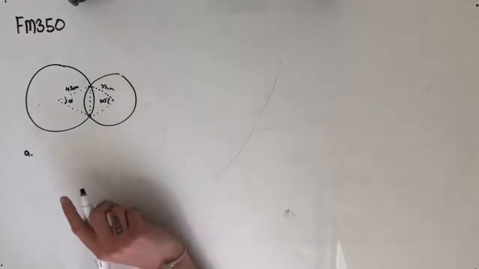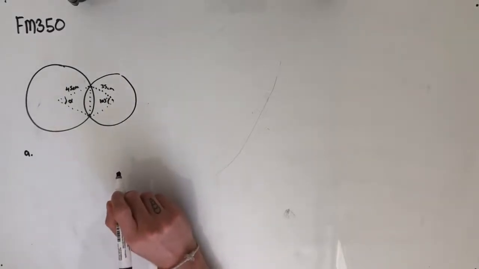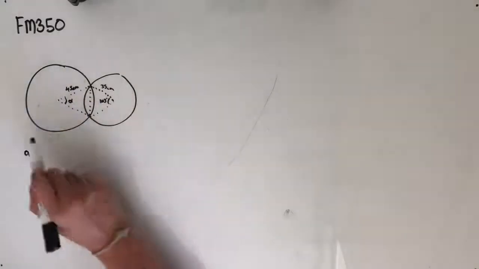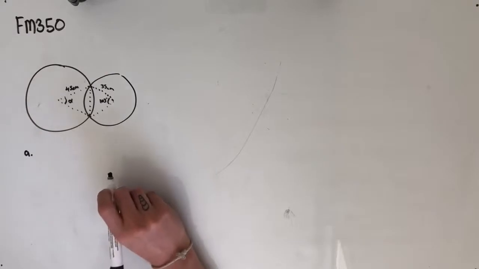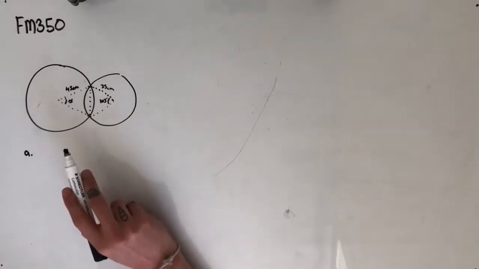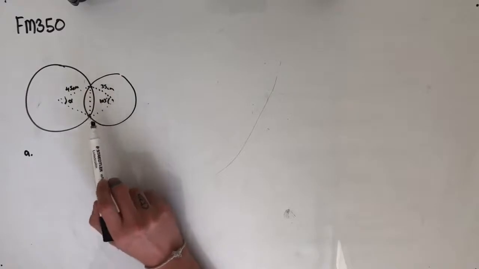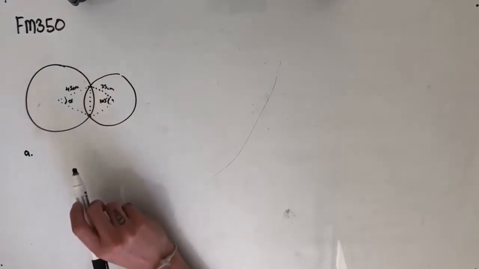This question reads, maths prodigy Matthew is drawing Venn diagrams. His favourite Venn diagram is shown in the figure below, and then we're given a figure that looks a little bit like this one. We're told that the left circle has a radius of 45 centimetres, the right circle has a radius of 35 centimetres, the right circle's sector angle is 103 degrees. Question A says, what is the value of angle alpha correct to the nearest degree?